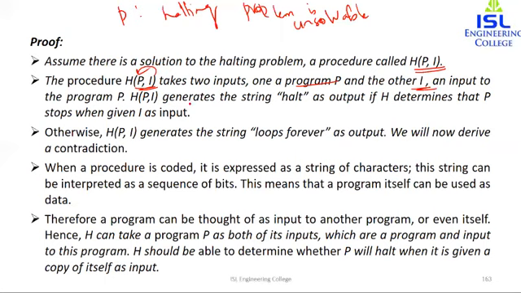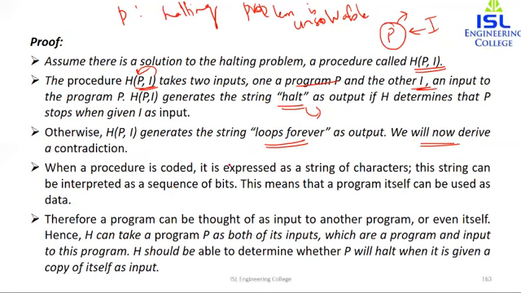Now it generates the string "halt" if H determines that P stops when given I as an input. Whenever you give I as an input to P and P is stopping, that means the program is halting or stopping. Otherwise, we will get the output "loops forever". That is, our program is not stopping and it is giving "loops forever" as an output. For this, we have to derive a contradiction.